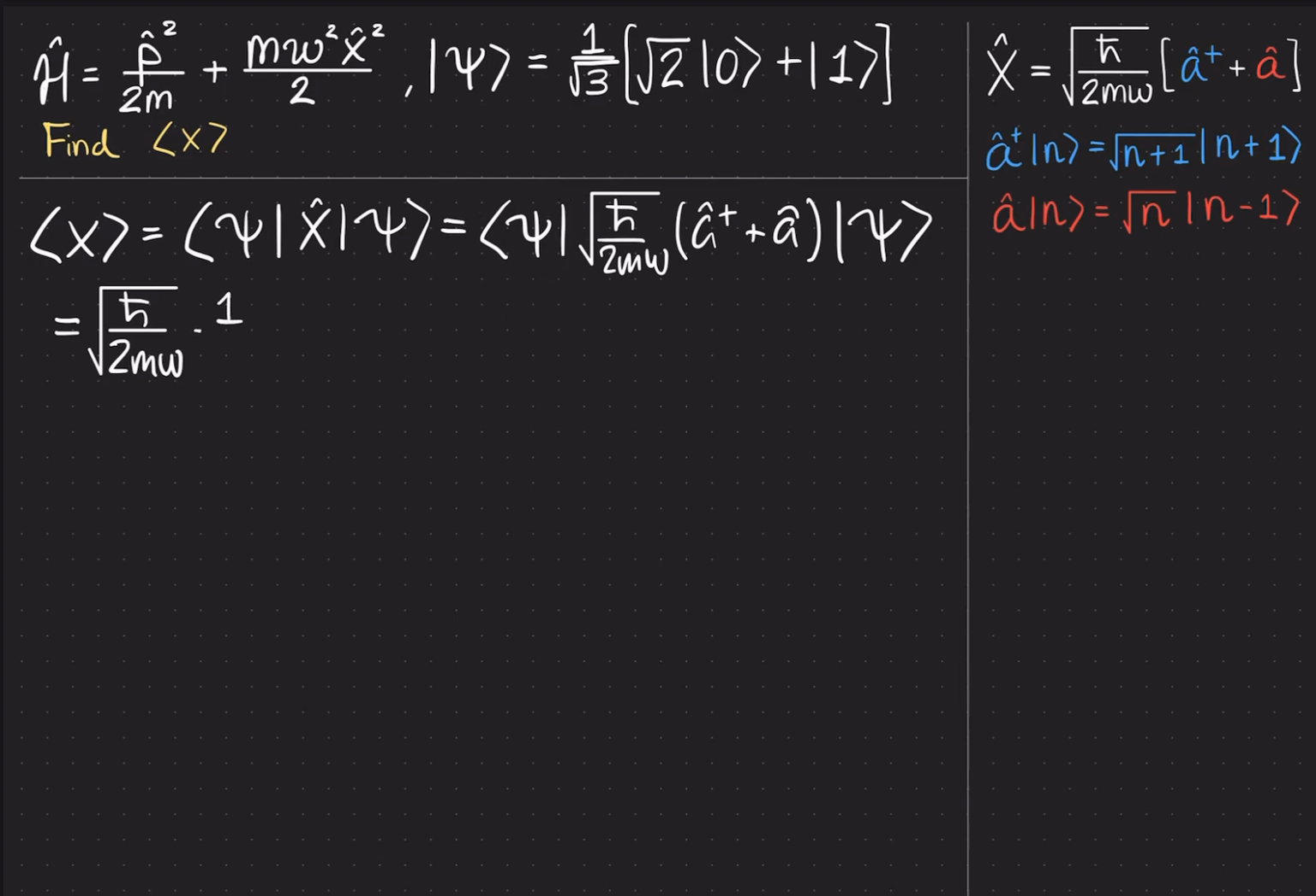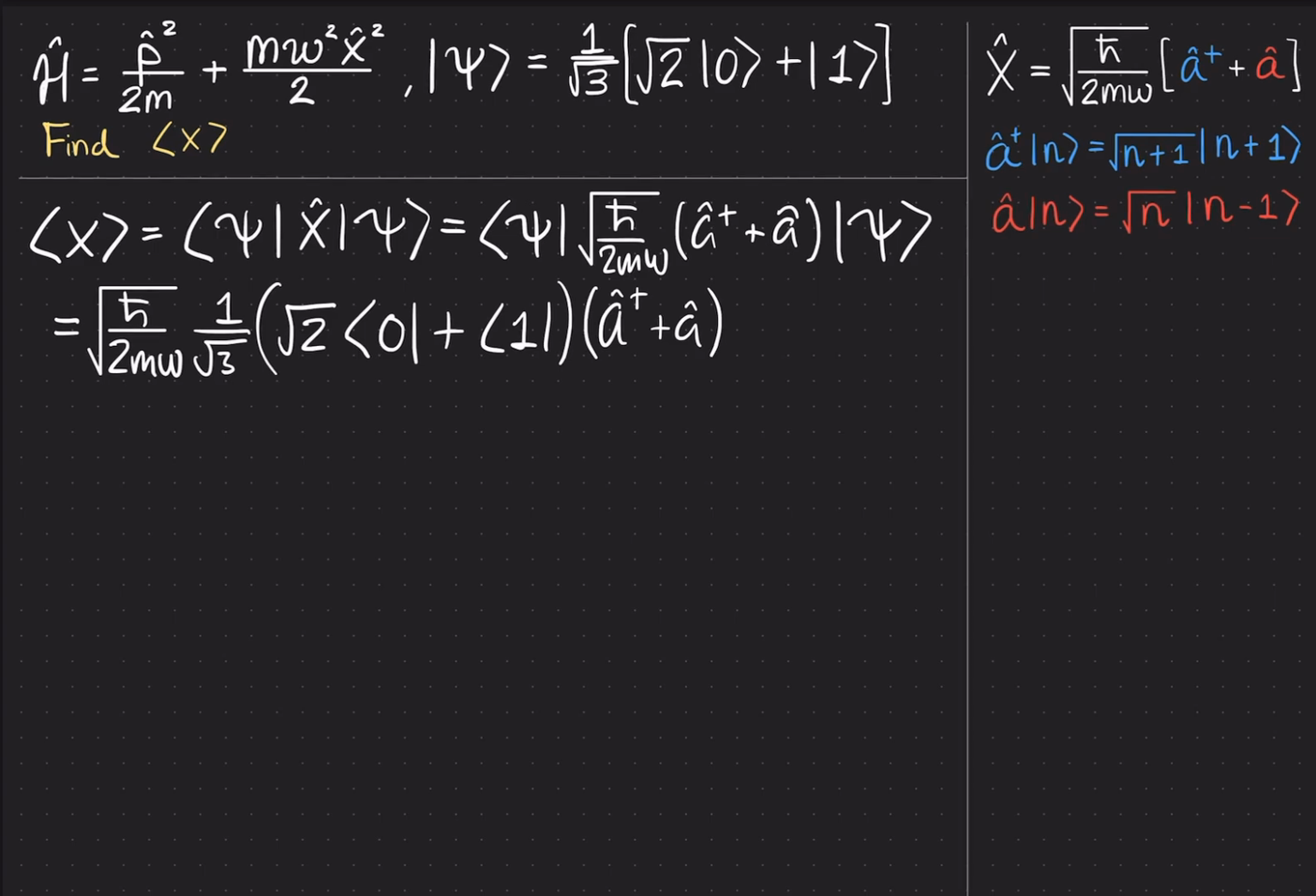So I'll start with 1 over root 3, and then I'll write it like this. So I'll put the root 2 here, our bra of the 0th state plus the bra of the first state, and then I'll write my operators. So these can often be pretty space consuming, so it's important to keep that in mind. And then I'll close this out with our kets. So we just had just enough space to write it out.